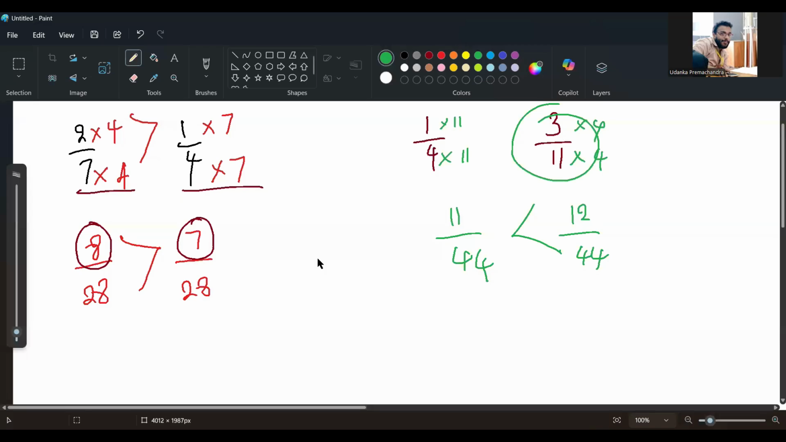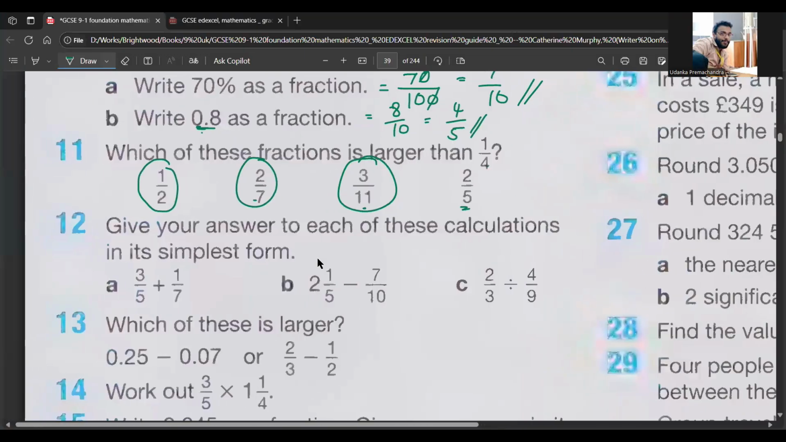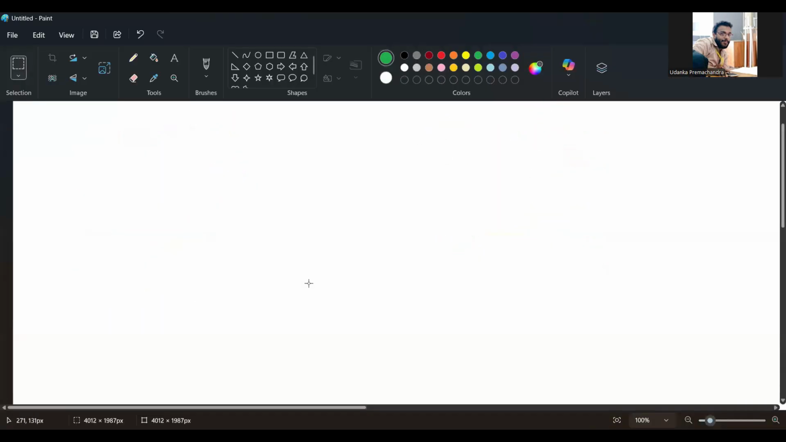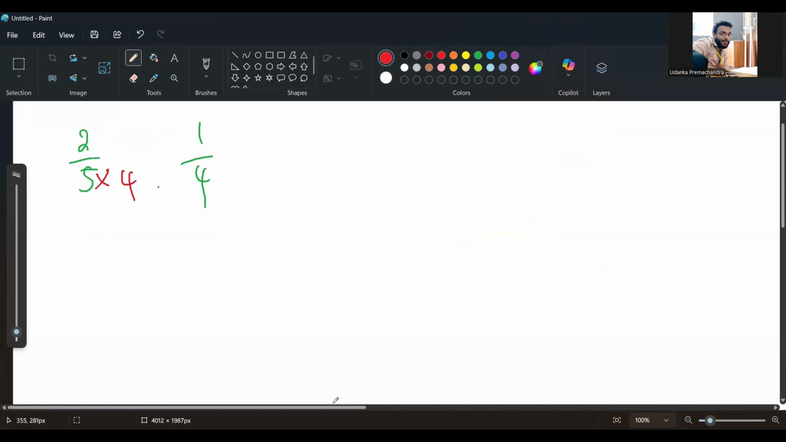Here 2 over 5. What do you think? Shall we try? 2 over 5. Here 2 over 5, here 1 over 4. What should be large? 5 and 4, it should be 20. This one 4, this one 5. Here 4, this one 5. 2 over 5 is larger. 2 over 5 is large.